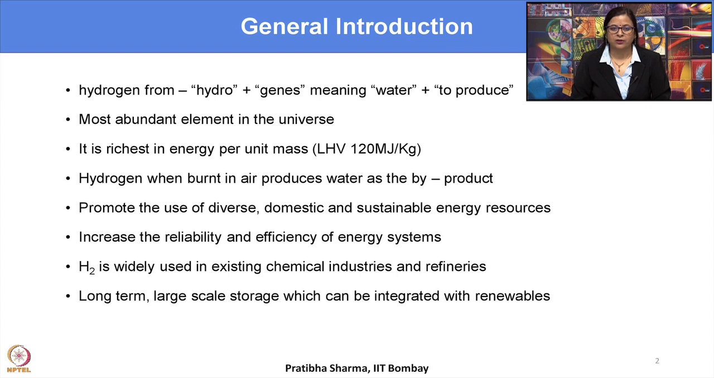From the point of production to the point of consumption, if the production is also green, we can reduce greenhouse gas emissions. At the same time, the hydrogen conversion devices, the technologies where hydrogen is being used, are reliable and more efficient. As such, the entire energy system with the use of hydrogen can be made more reliable and efficient. Hydrogen usage is not new in the energy sector.